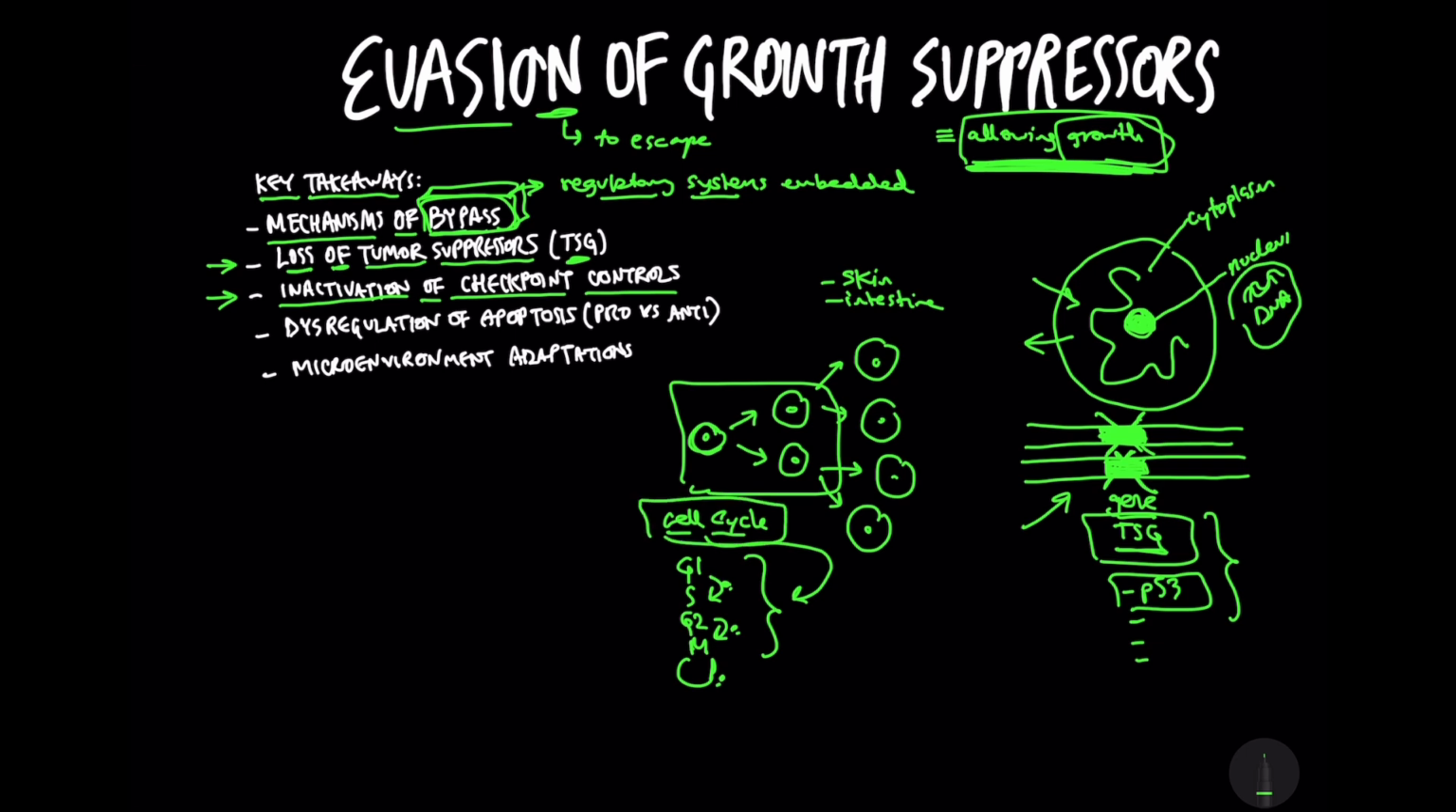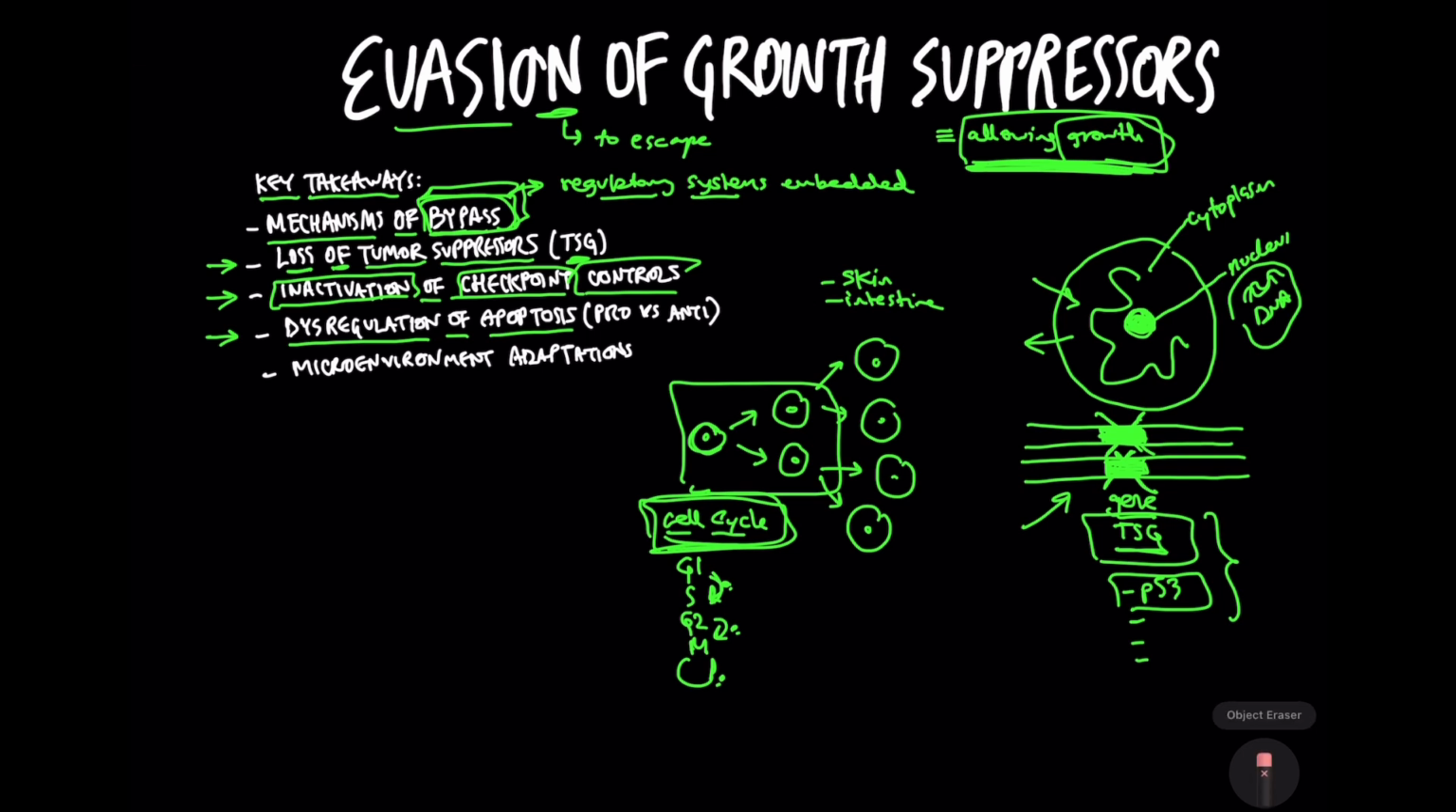And so if you have the inactivation of these checkpoint controls, such that you are no longer controlling these processes, you undergo this cell cycle by a great amount. Of course, these are simplistic ways of putting all of this, and there can be interplay between various factors. Looking at the next note, in the context of evasion of growth suppressors, we have the dysregulation of apoptosis.